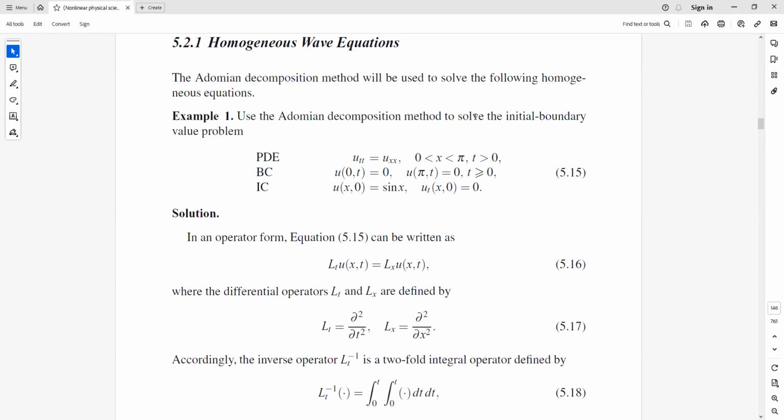In this class we are going to talk about the homogeneous wave equation. That is a second order partial differential equation with constant coefficients.